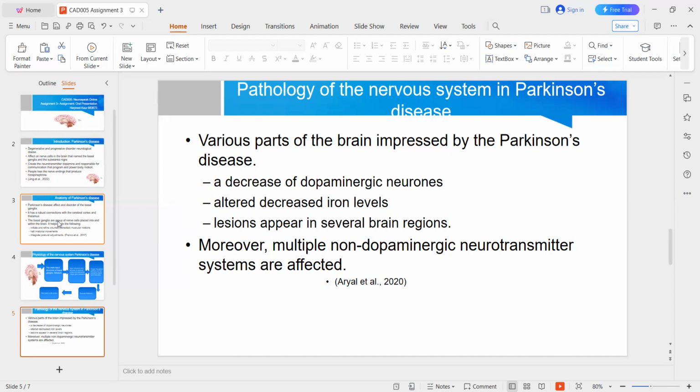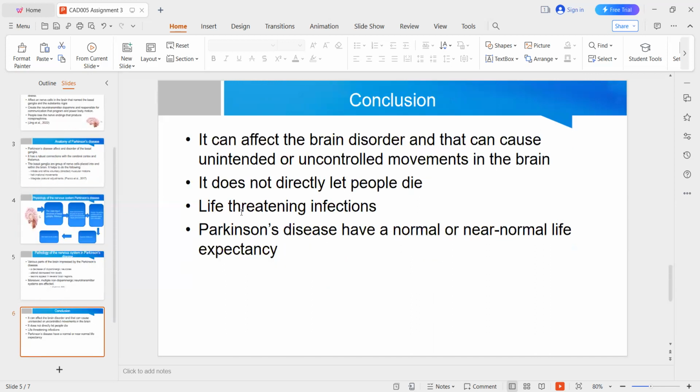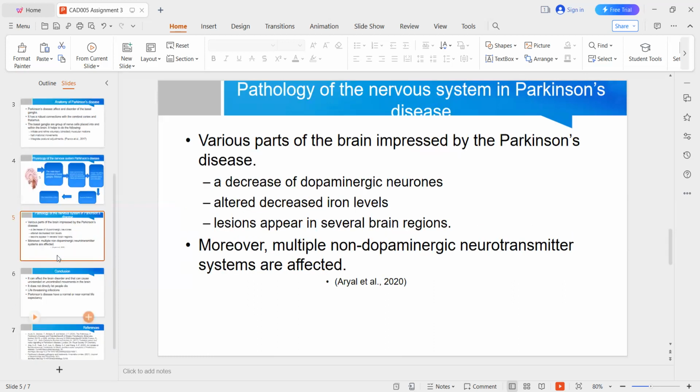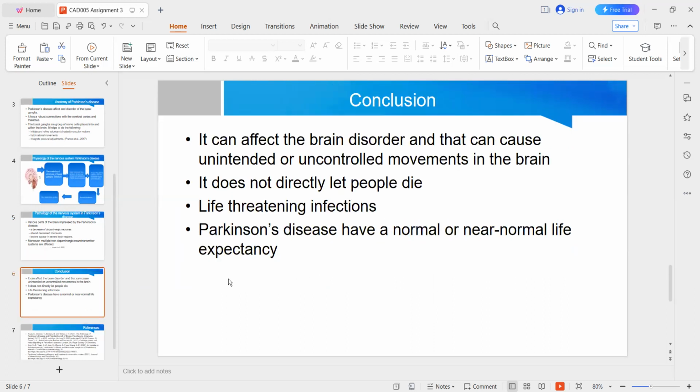Moreover, multiple non-dopaminergic neurotransmitter systems are affected as well. So this is what happens inside the brain, how these systems work, and how it affects all the other parts of the body. Okay, slide 6 is the conclusion.